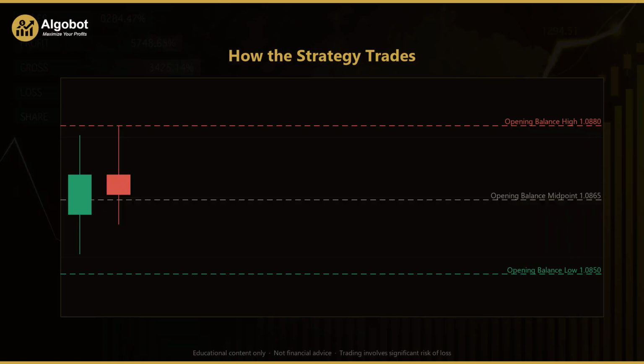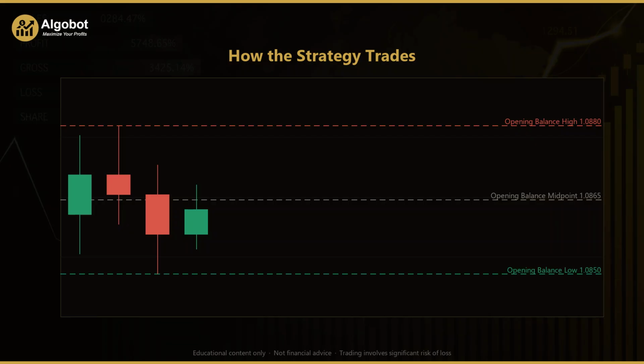Let us walk through this chart candle by candle and see the strategy in action. On the screen, you can see 3 dashed horizontal lines. The upper red line is the opening balance high at 1.0880. The lower green line is the opening balance low at 1.0850, and the gray line in between is the opening balance midpoint at 1.0865, the magnet the whole strategy is built around.